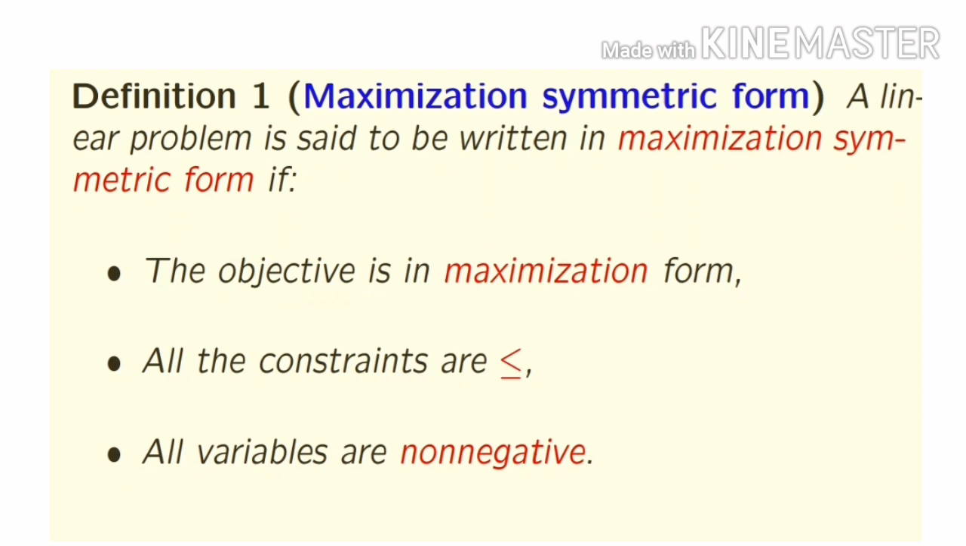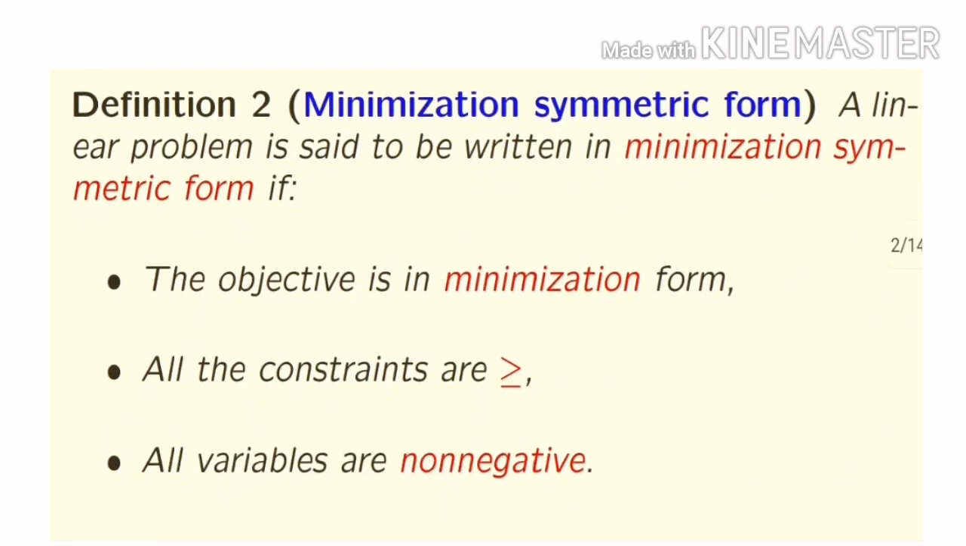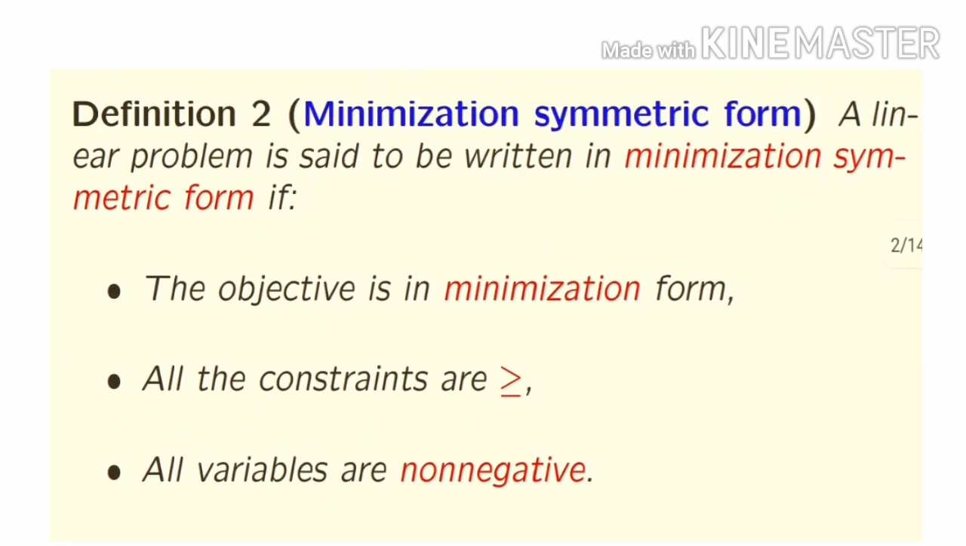The problem of maximizing the profit is of maximization type and each of the constraints is of less than or equal to type. Such an LPP is called the maximization symmetric form. Similarly, if we consider the dual problem, that is, minimizing the costs, then we see that the objective function is of minimization form and all the constraints are of greater than or equal to type. Obviously the variables are all non-negative. This kind of LPP is called the minimization symmetric form.